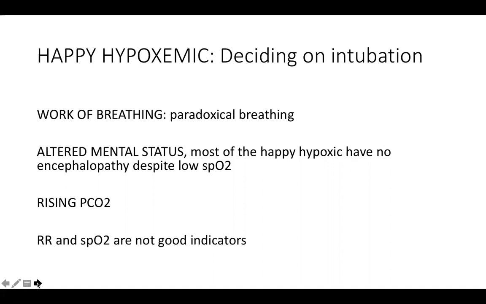So the way you decide is on the work of breathing, so not just the respiratory rate, but also the use of accessory respiratory muscles. But most importantly, you base it on altered mental status, because I'm sure the people who take care of the COVID patients notice that these patients, even though their saturation is very low, are less confused than you and me. And then the last thing, but we don't get an ABG all the time, is that these patients usually have a low PCO2. So if you have a high normal or high PCO2, then you should start to worry and think about intubation.